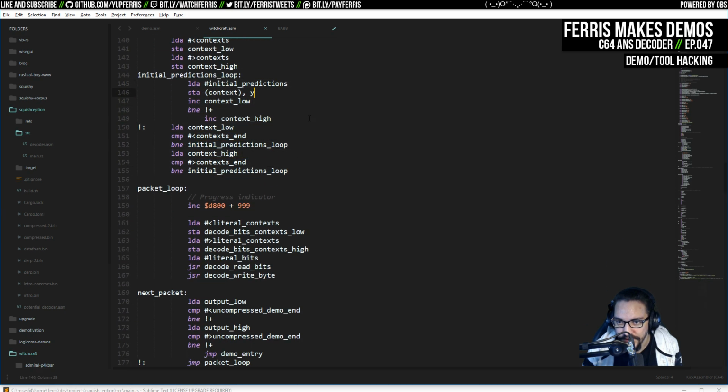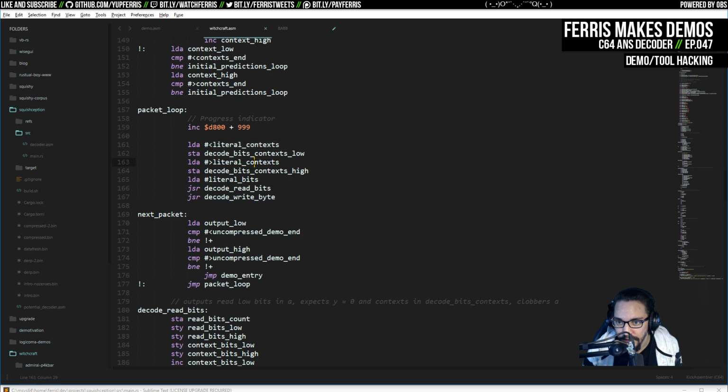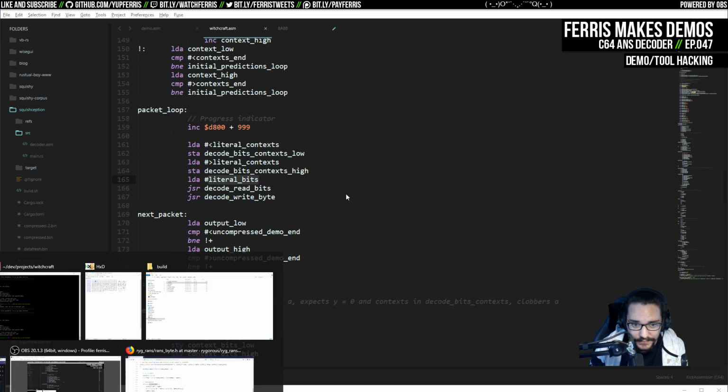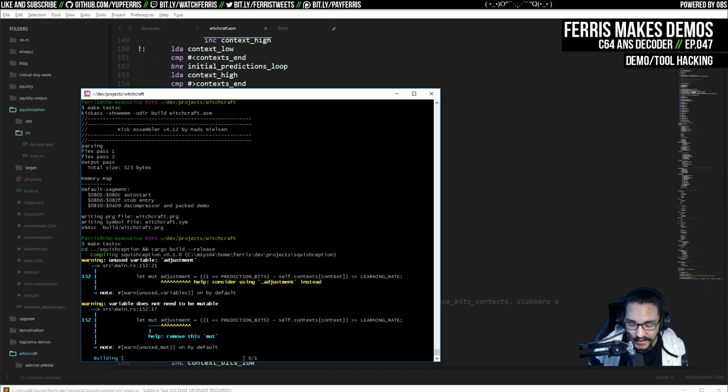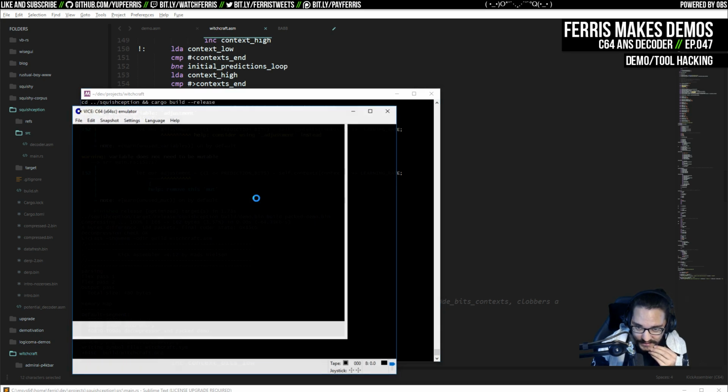We do set initial predictions. We load the right contexts here to decode bits context slow and high, and the number of bits, which is going to be 8. And that totally matches what we're doing in the decoder on the Rust side. I'm going to do one more quick sanity check here, actually, just to make sure we're not clobbering any register values or something.